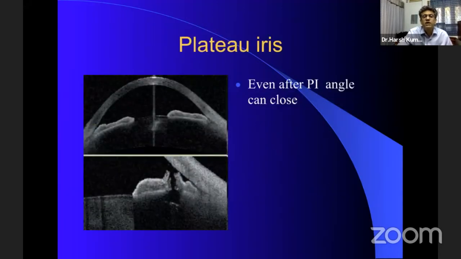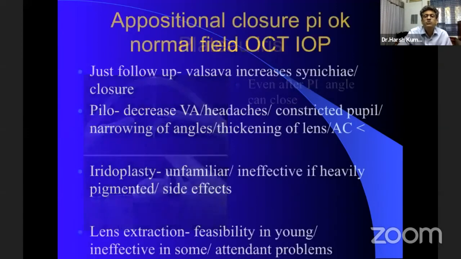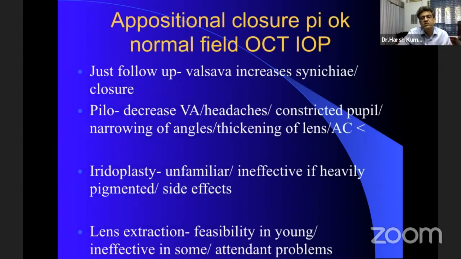What about plateau iris? Once you have done an iridotomy and you dilate, you find that the angle is still getting closed. But if despite the angle getting closed, the IOP is okay, the fields are normal, the disc is normal, the OCT is normal, we may just follow up. Though we know that the Valsalva increases synechial closure, and there is a possibility that over a period of time there may be problems. But what can we do?